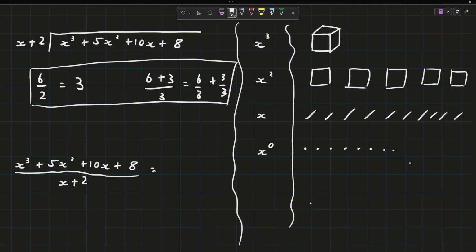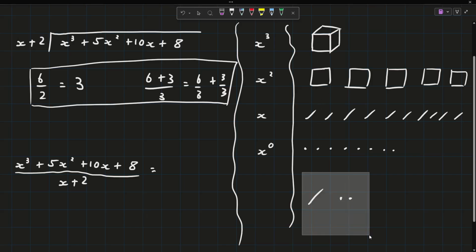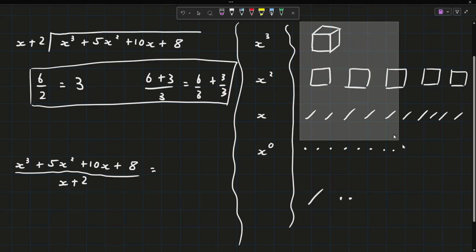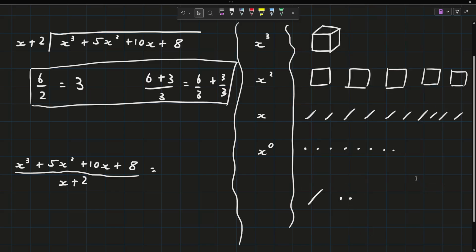And then what we're dividing this by is, I suppose, we have a dash, x, and then we have 2 dots, which is x plus 2. That's what we're dividing by. So we basically need to see how many times we can take away x plus 2, the dash and the 2 dots, from this big thing here. The first thing that you might think to do is, well, we can easily take this x plus 2 away from all this stuff. So let's just do that. How many times can I take away a dash and 2 dots from this stuff?